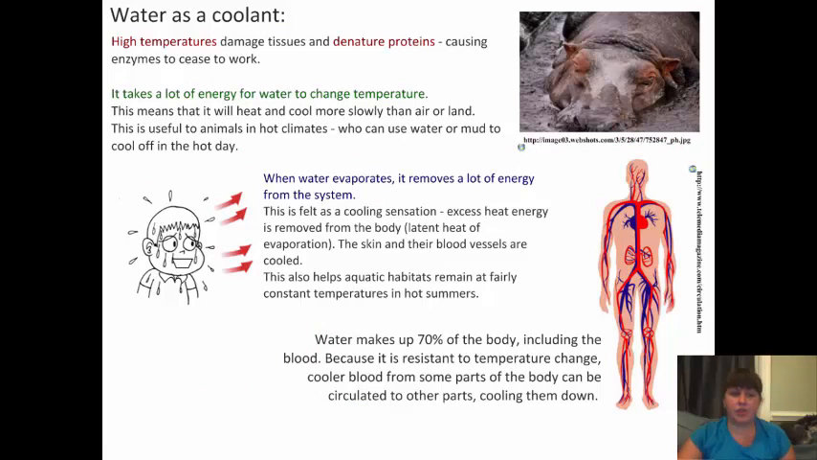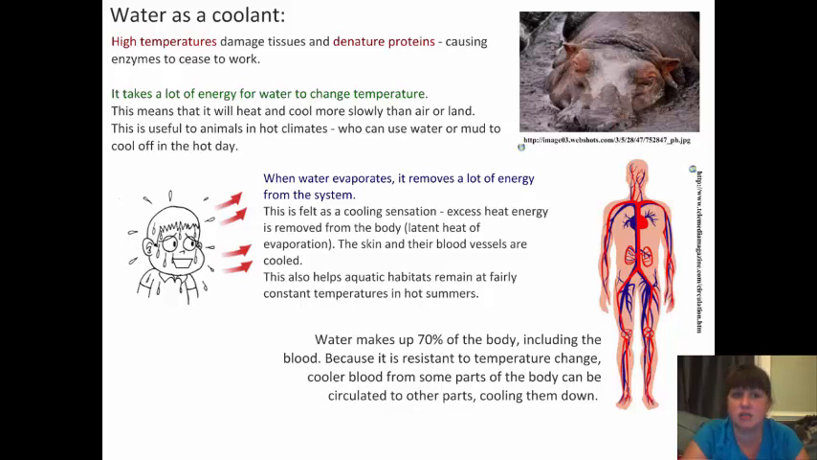The other thermal property of water, as I stated, is the high latent heat of vaporization. So this is when water separates from other molecules to become a vapor. High temperatures damage tissues and denature proteins, which causes our enzymes to cease to work. It takes a lot of energy for water to change temperature, so this means that it will heat and cool more slowly than the air or land.